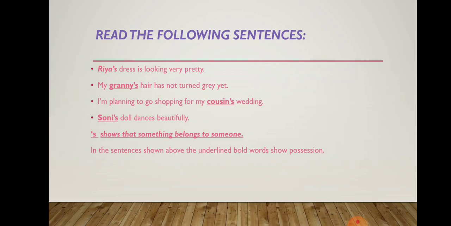Like in our examples, Ria's dress, we have used apostrophe S there. So the dress belongs to Ria. The second one is Granny's hair, hair of my granny. So to show the belonging of hair to granny, we are using apostrophe S. Cousin's wedding, the wedding which is of my cousin. So we have used apostrophe S there. Soni's doll, the doll over which Soni has control. Soni has got the ownership of this doll. So we have used apostrophe S here. In the sentences shown above, the underlined bold words show possession.